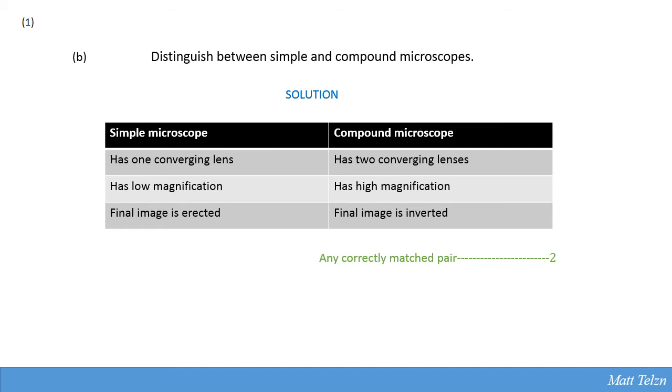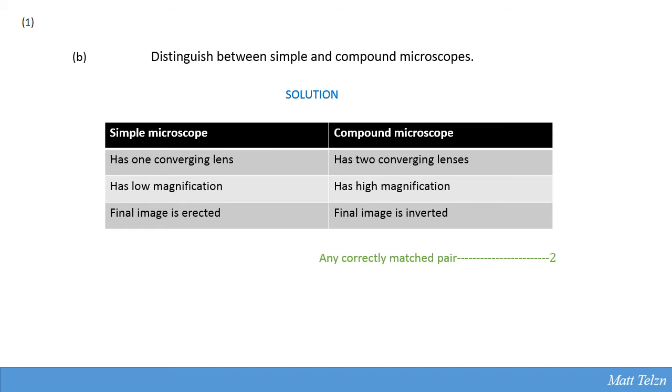Now if you write it has one converging lens and you come and write it has high magnification, you are wrong, because it's not appearing the same. You are writing something different. The condition to mark right is that we should accept any other valid differences that is not stated here, and any correctly matched pairs.